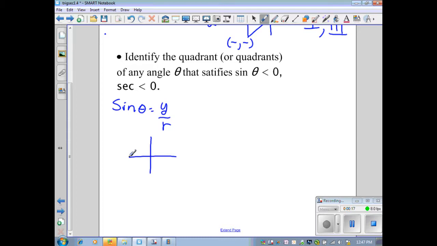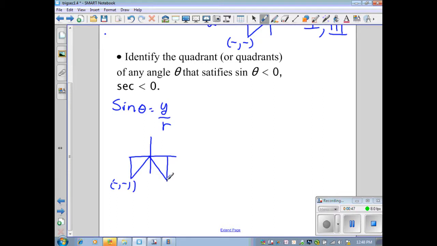Or, in other words, my y value has to be negative. My r value is always positive. So if we take a look at a coordinate plane, the two locations where my y value is negative is going to be in quadrant 3, where my x value is negative and my y value is negative. And in quadrant 3, a negative y over a positive r gives me a sine theta that will be less than 0. Another quadrant is going to be quadrant 4.